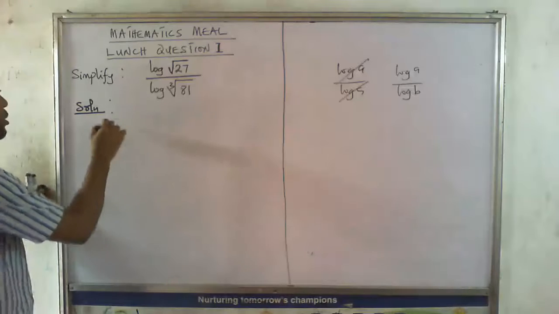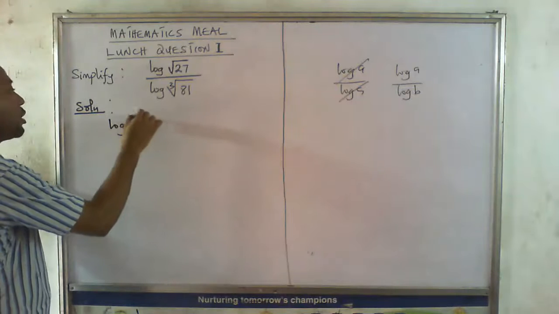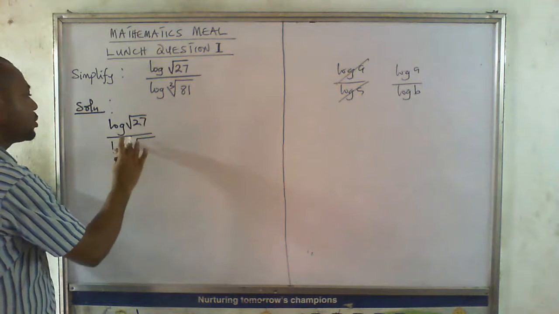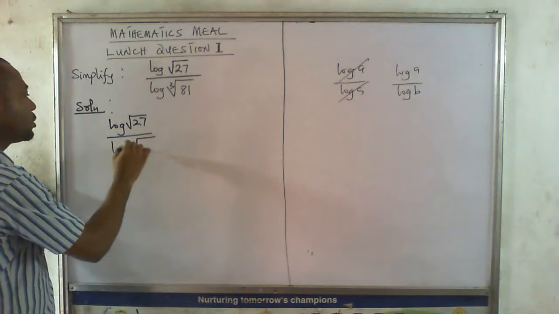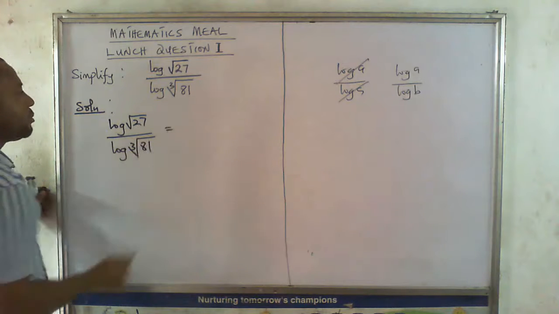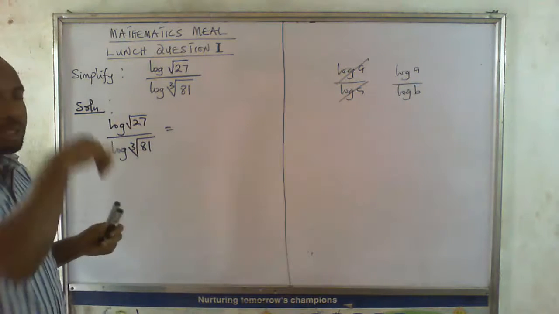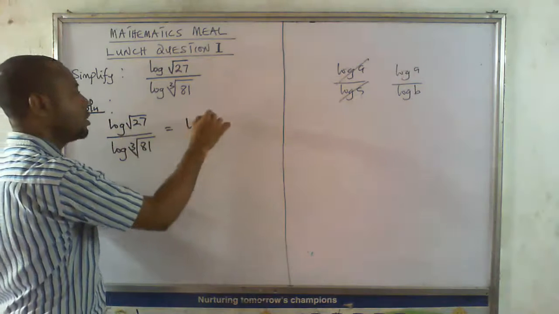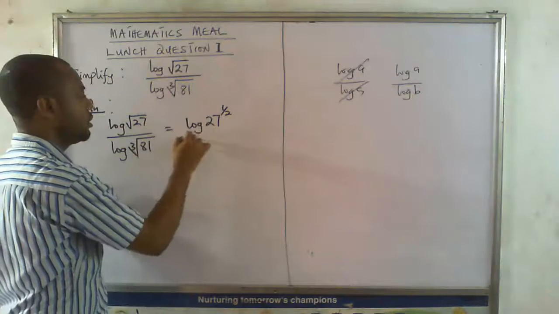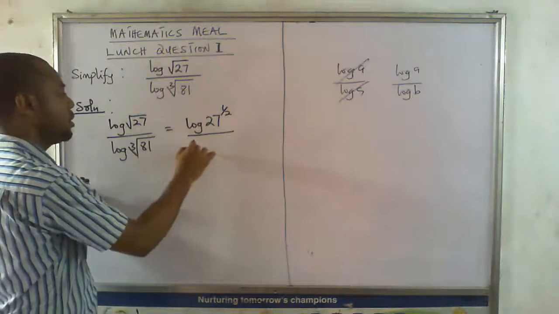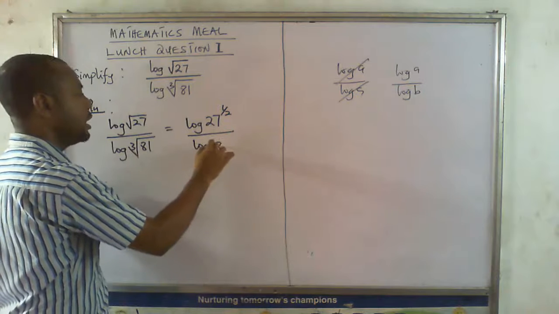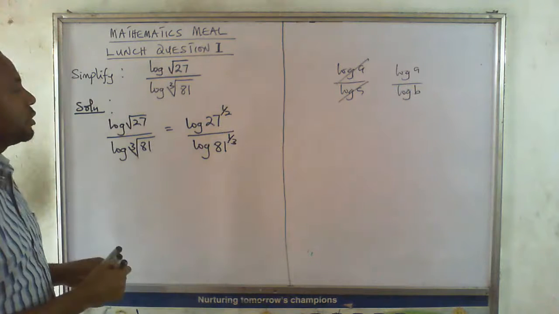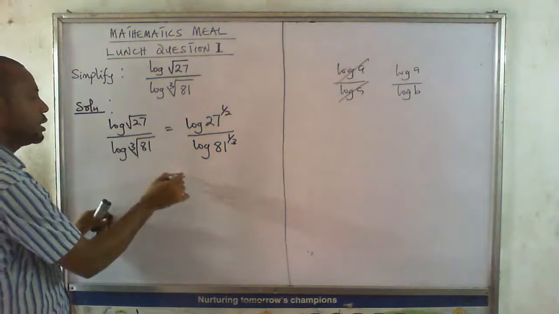So let's begin. We have log square root of 27 divided by log cube root of 81. We know that square root of 27 can be written as log 27 raised to the power 1 over 2, and cube root of 81 can be written as log 81 raised to the power 1 over 3. That's what we have.